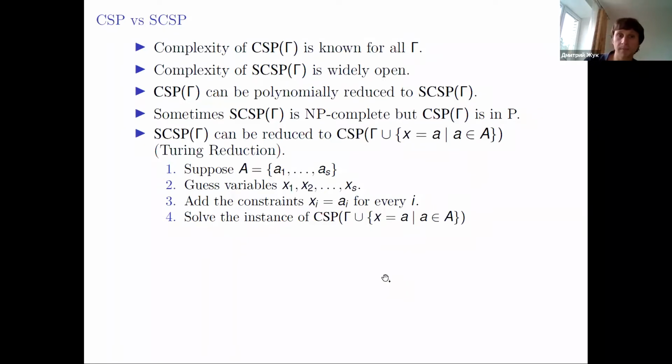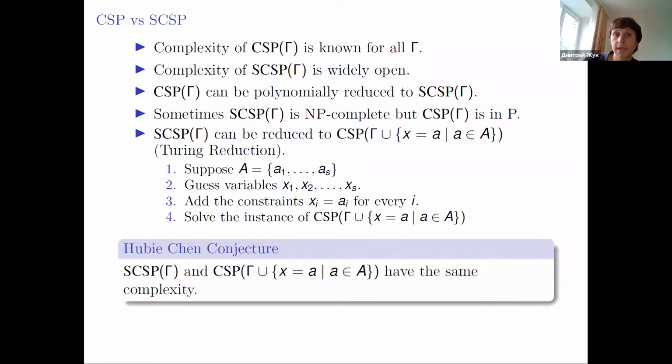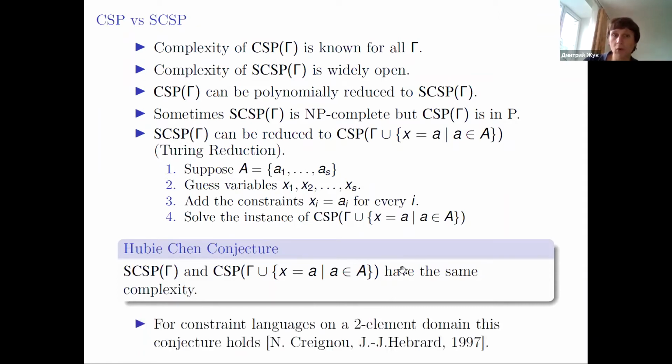Okay, so we have this reduction. And actually Hubie Chen conjectured that we can also make the backward reduction. So he conjectured that surjective CSP and CSP over gamma with constant relations always have the same complexity. And this would be really amazing because this would give us a very simple characterization of the complexity of surjective CSP. We just need to add constants and then we know everything. Yeah. And for example, for a two-element domain, this conjecture holds. So we know that surjective CSP over some constraint language on a two-element domain is always equivalent to CSP.